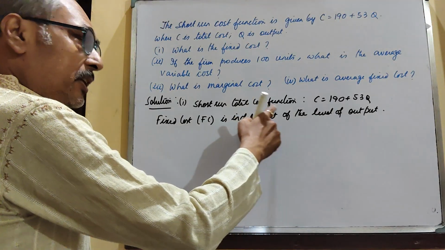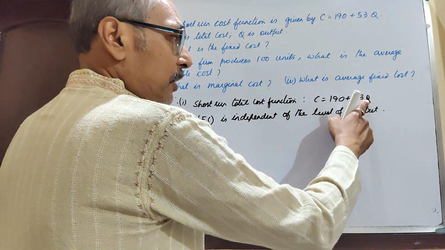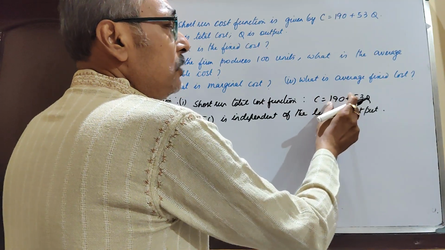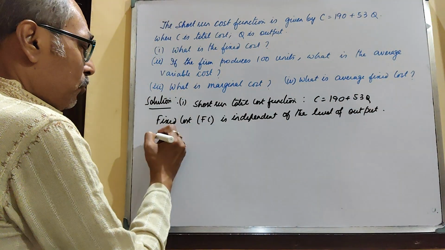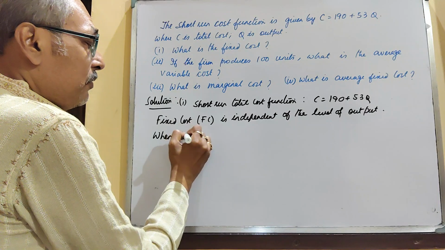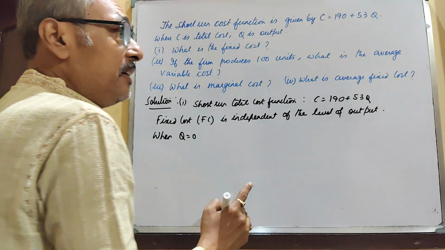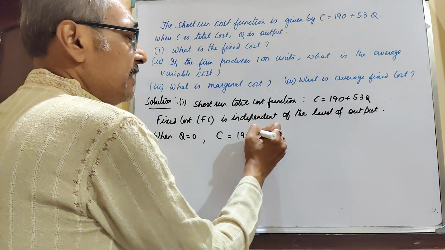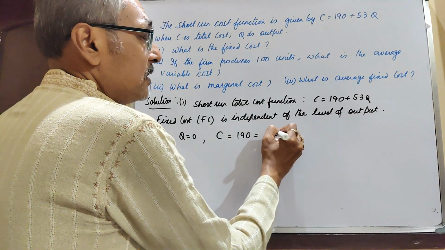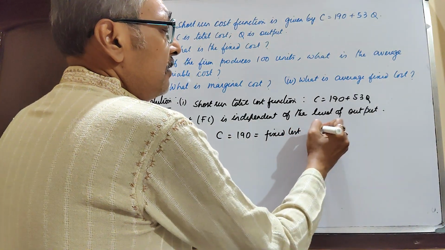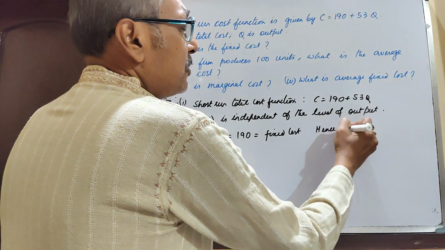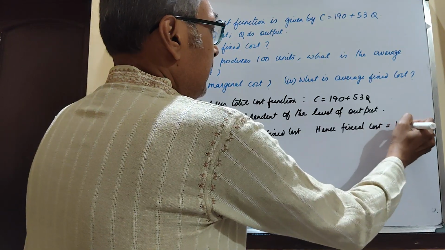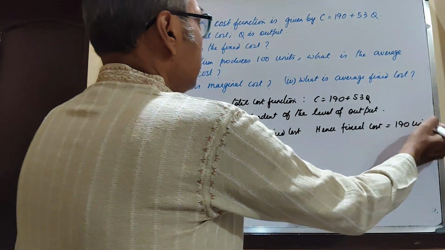In the total cost function, if we put Q equals 0, the remaining fixed amount is called the fixed cost. So when Q equals 0, that is, it is independent of the level of output, then C equals 190. This is the fixed cost. Hence, fixed cost equals 190 units. This is the answer of the first part.